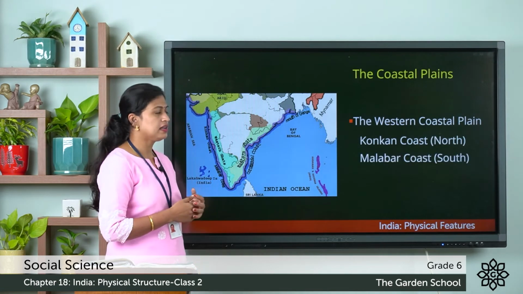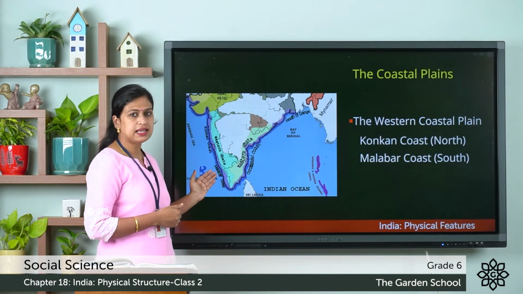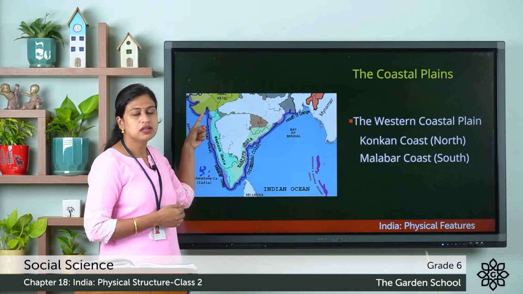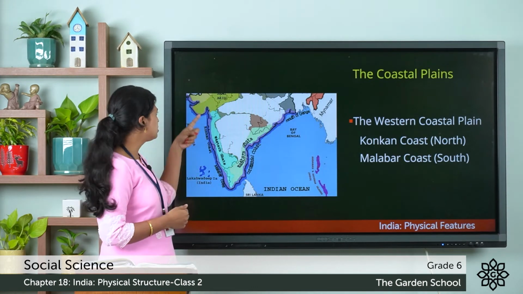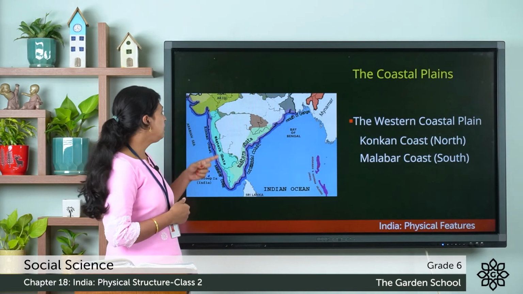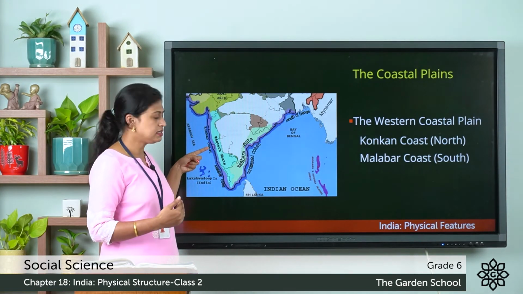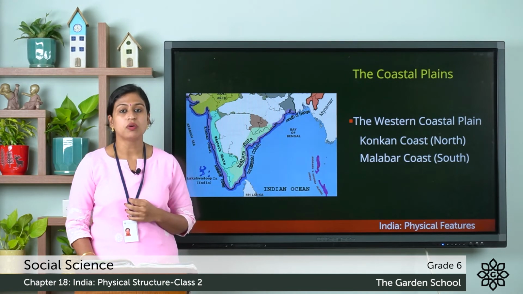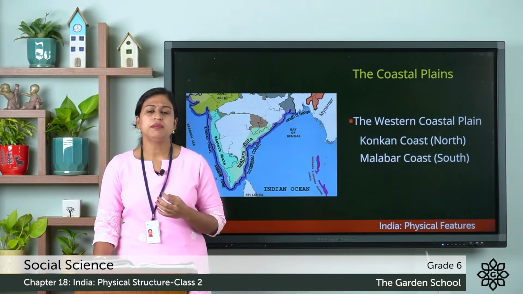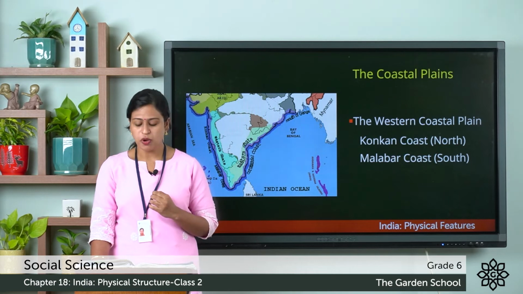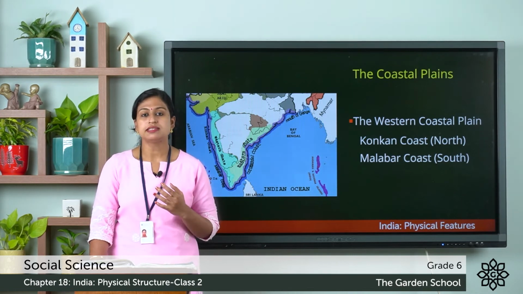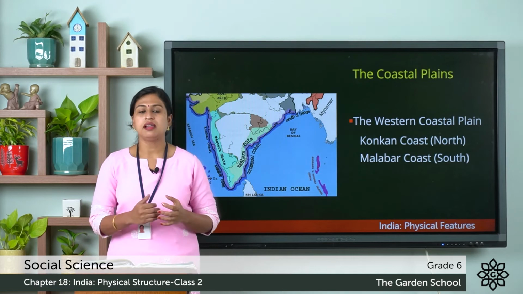The first one is the western coastal plain that is located on the western side, and here the western coastal plain is narrow except in Gujarat. So, you can see that the western coastal plain stretches from Gujarat till the southern tip of India, and here the northern part of the western coastal plain is known as the Konkan coast, and the southern part is known as the Malabar coast. Here the plain has rocky cliffs and indented coastlines. Indented coastline means the coastlines are not smooth. Next point is that this plain has no large rivers. Instead of that, they have backwaters and lagoons. For example, the ones that Kerala is famous for.